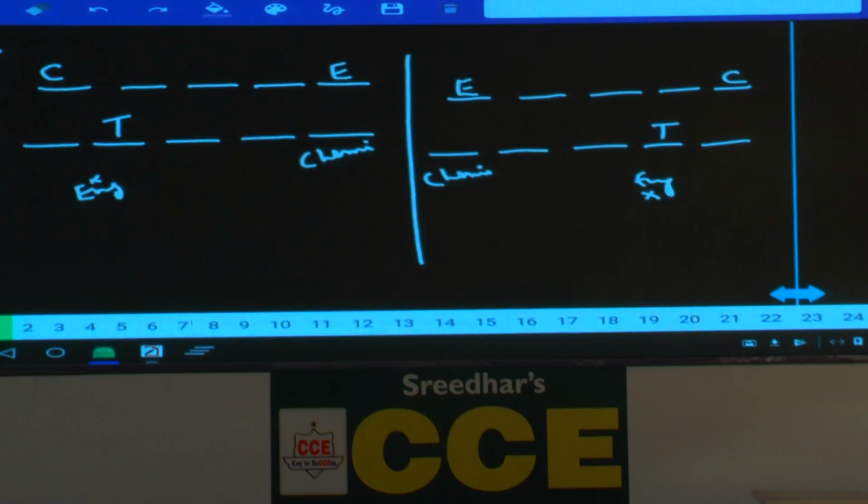And D is neither an immediate neighbor of C nor E, and this D must be exactly at the center. And D does not teach economics, hence economics is put across.